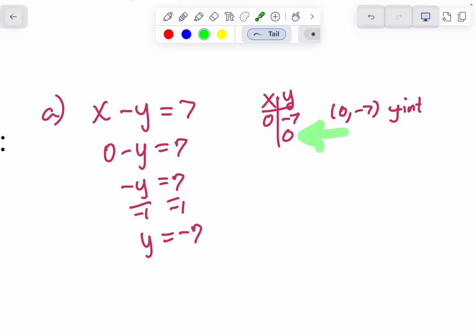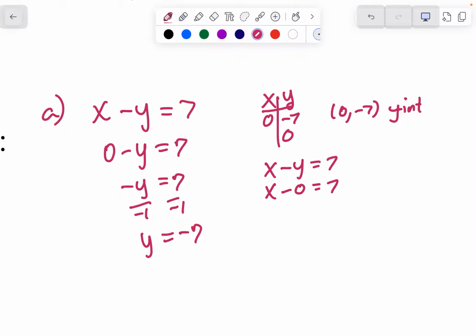This time, y is equal to 0. So if we look at our value here, x minus y equals 7 would be x minus 0 equals 7. What's x minus 0? Yeah, that's gone, right? If you subtract 0, it doesn't change it. So it's just going to be x equals 7. We're done. We didn't have to do any math with that. That one was really nice. So let's throw it on the chart. That's our x-intercept.